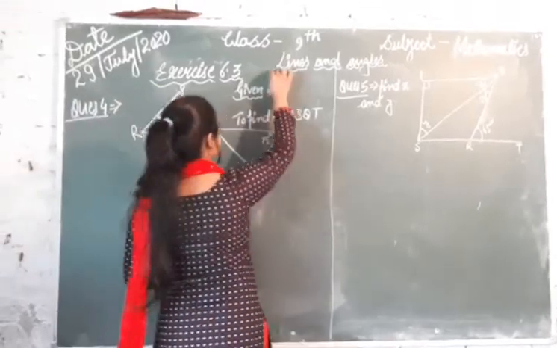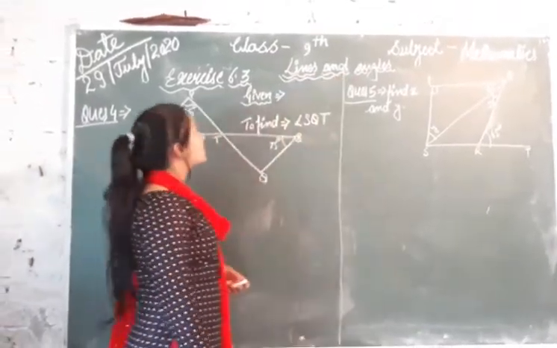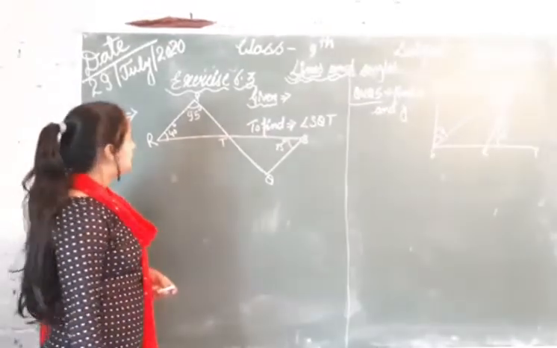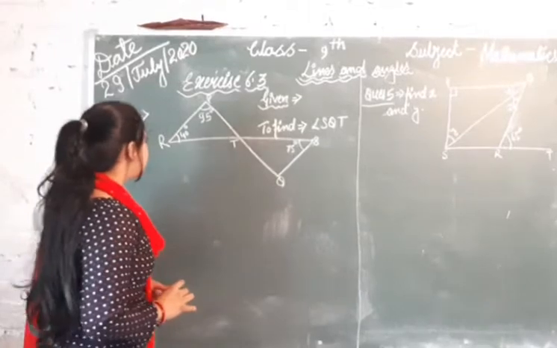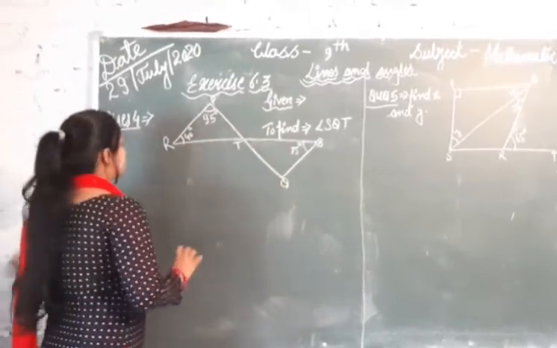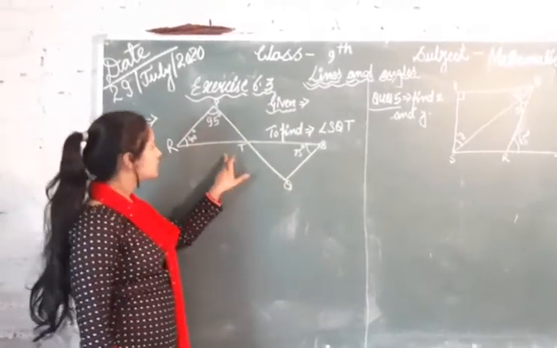Your chapter number 6, lines and angles, and we are working on the exercise 6.3, and now we are solving the question number 4 and 5. All the concepts we have already learned. Now see, what is the question that is given to you. This is the figure of the question which is given to you.